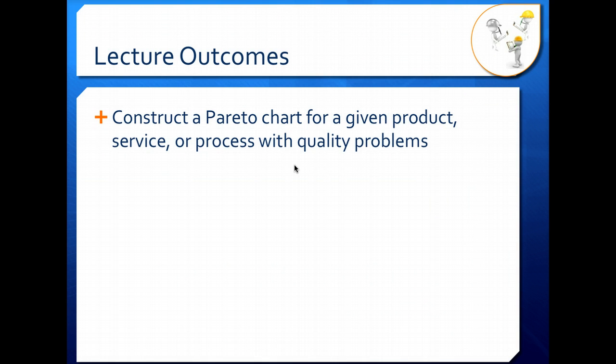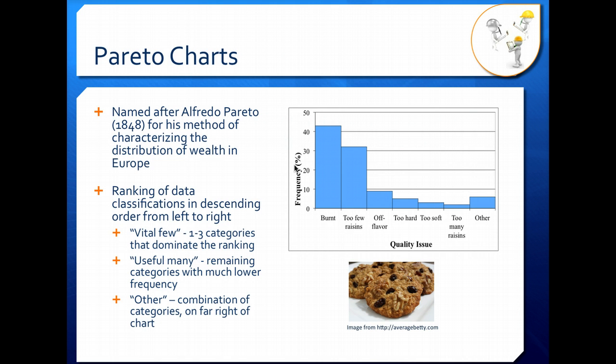So in this lecture, we'll figure out how to construct a Pareto chart for any given product, service, or process with quality problems. Because even though as food scientists we're focusing on food products, we can also use these for our processes that make the food products, or any service that we're providing that relates to food products, such as food service.